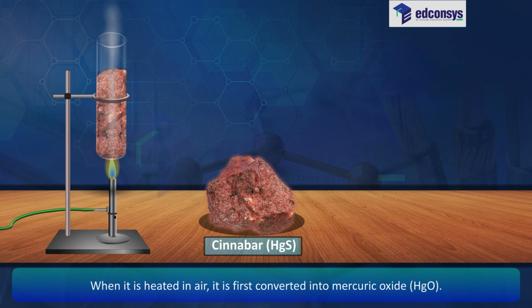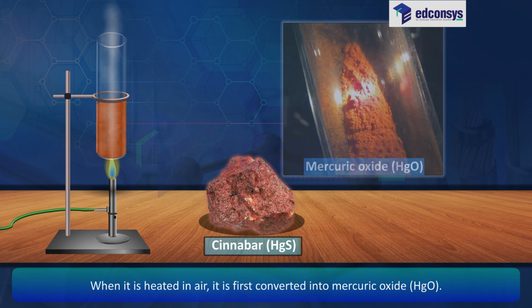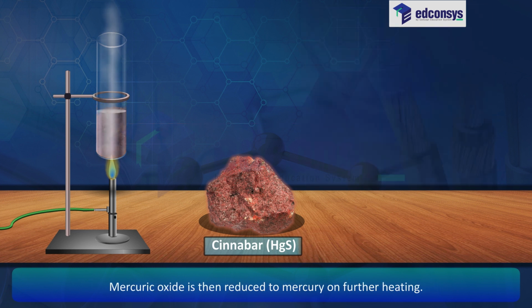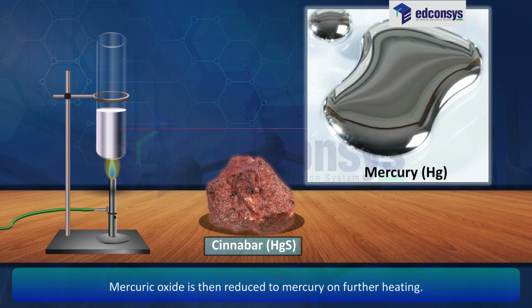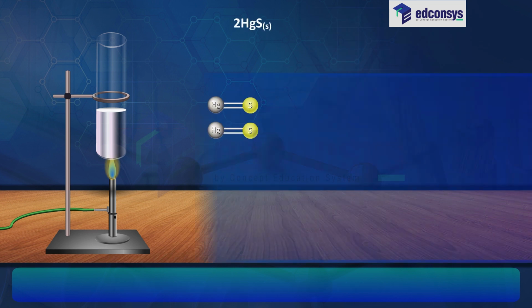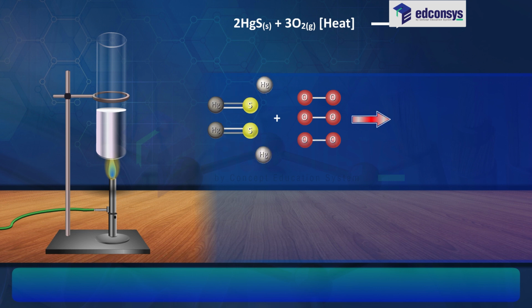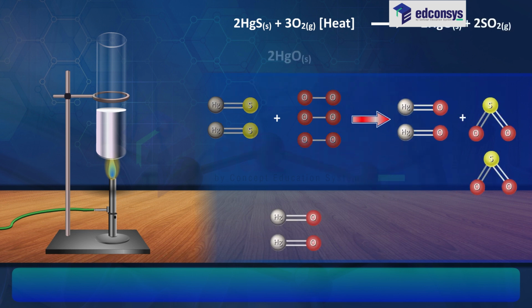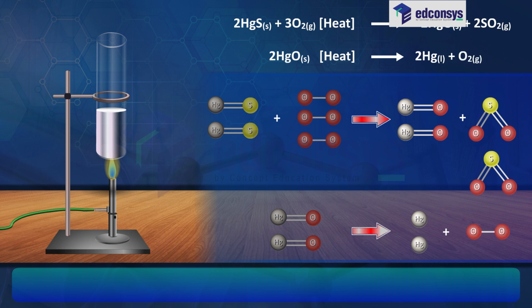When it is heated in air, it is first converted into mercuric oxide, HgO. Mercuric oxide is then reduced to mercury on further heating. 2HgS + 3O2, in the presence of heat, gives 2HgO + 2SO2. 2HgO, in the presence of heat, gives 2Hg + O2.